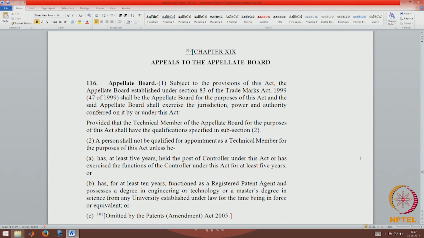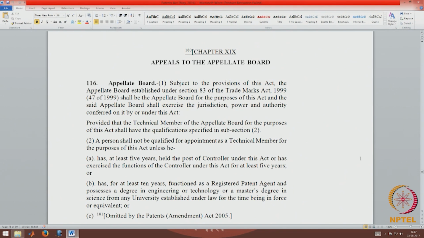The appellate board can also look into appeals from the central government. We know that in certain cases the central government is vested with certain powers under the Patents Act. The appellate board, though it is called the appellate board, it also has original jurisdiction. Now, the appellate jurisdiction is where there is an existing order passed by an inferior court or by an inferior body which can be taken up in appeal.